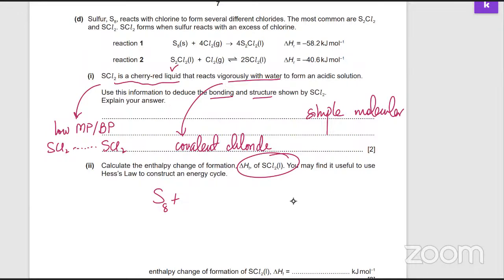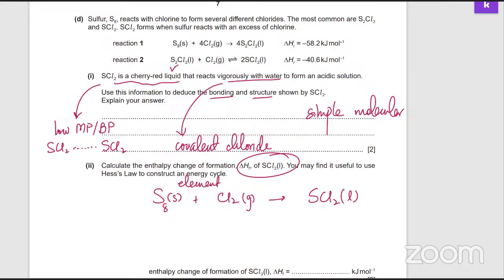Sulfur, I'm taking S8 because he's using sulfur as S8, okay. So chlorine elements forming SCl2, liquid, state is important, okay. This is a gas. Sulfur, that's a yellow solid.